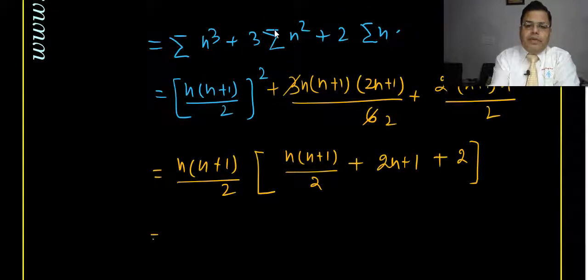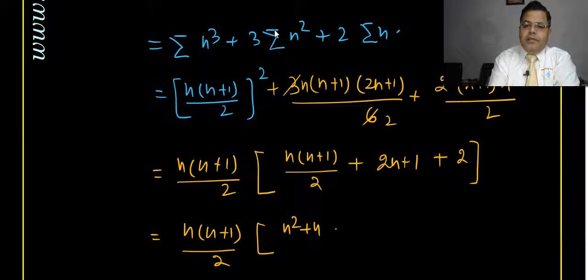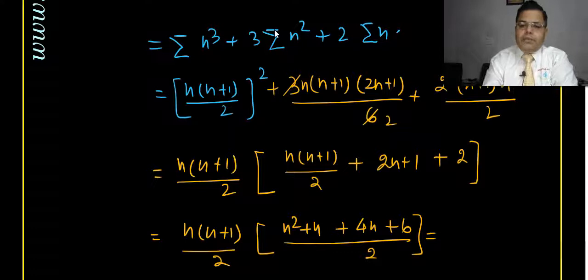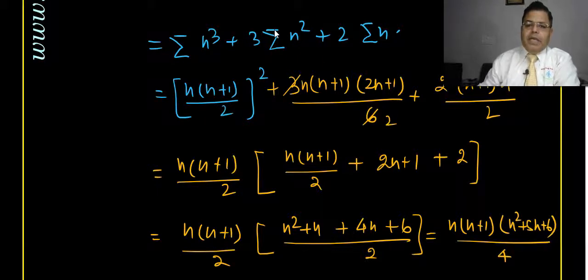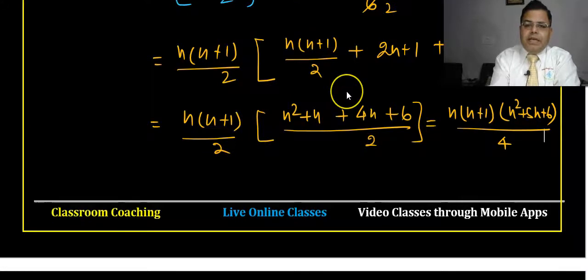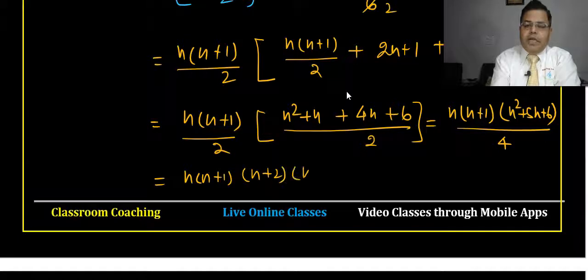So finally things will come like n into n plus 1 by 2, and that will be n square plus n plus 2 to the 4n plus 2 plus 1 3 and 3 to the 6, whole divided by 2. So it will be n into n plus 1 and n square plus 5n plus 6, whole divided by 4. N square plus 5n plus 6 can also be written as n into n plus 1, n plus 2, n plus 3, and whole divided by 4.